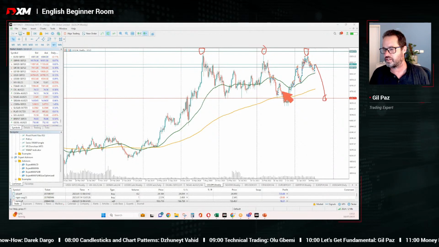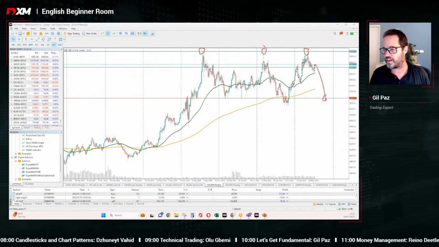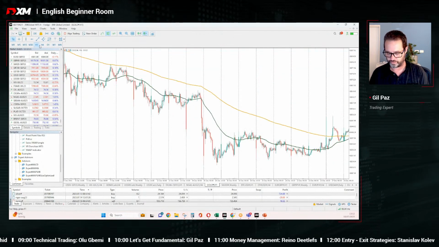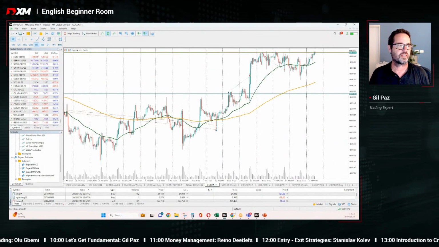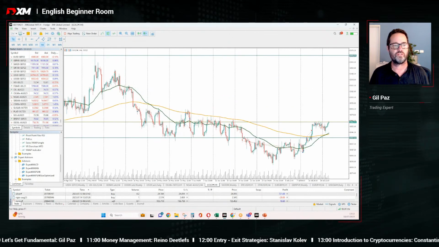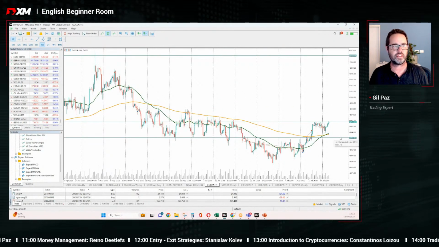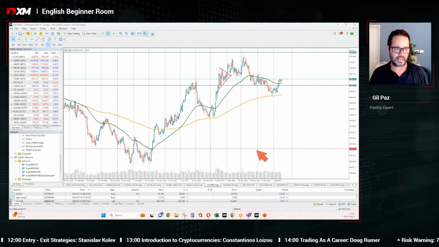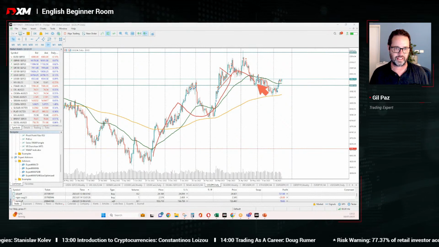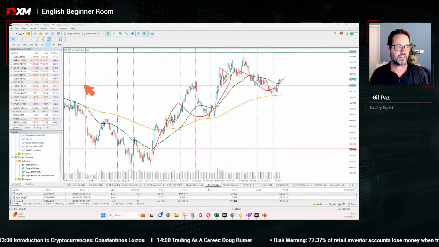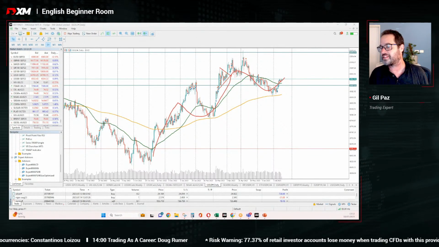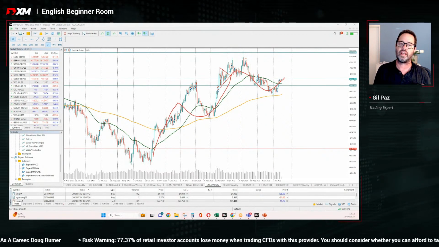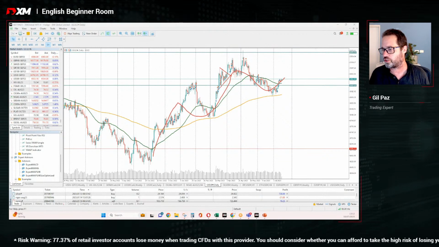So which is it? Is it the hourly chart where we have an uptrend? Is it the 4-hour chart where we have kind of a downtrend? Is it the daily chart where we have again an uptrend? Or is it the weekly chart where we have a downtrend, a triple top? And the answer is really, nobody knows. Nobody knows. And it's a speculation if you go long or short.